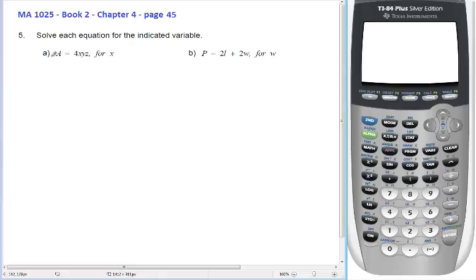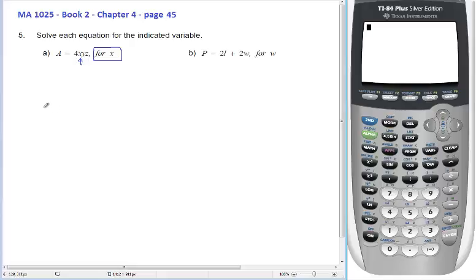Now in the first one here we have a equal to 4 times x times y times z, where they're all written like that together. That all means that's all multiply. I could have written it as 4 times x times y times z, all multiplied. Okay, so that's what that means. Now we have to solve this particular one for x. So here's x on this side. So how do we get rid of the 4, the y, and the z?